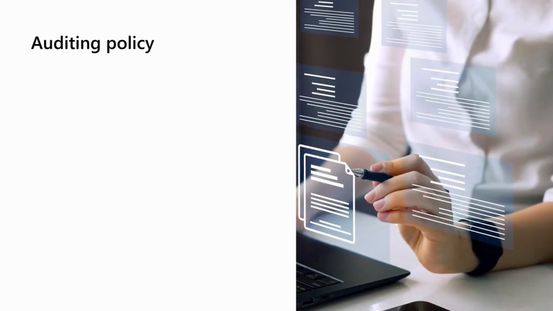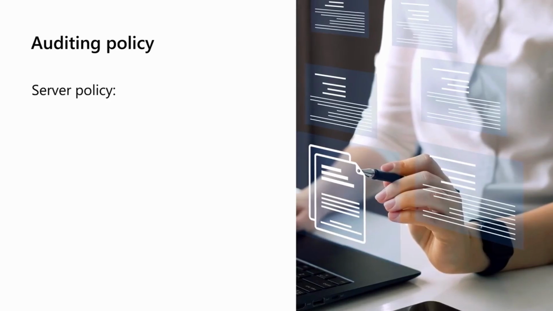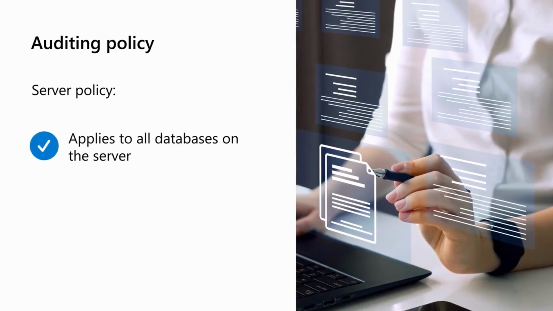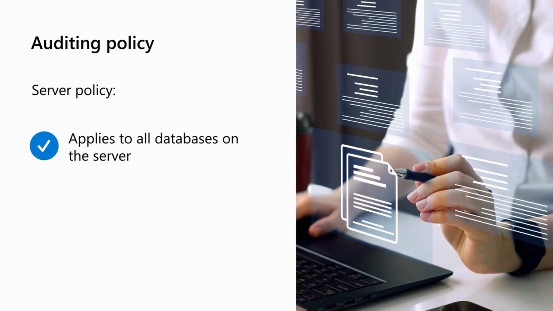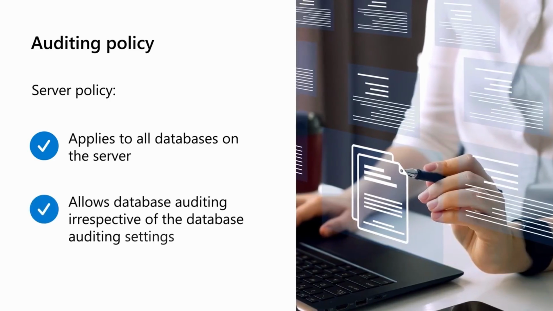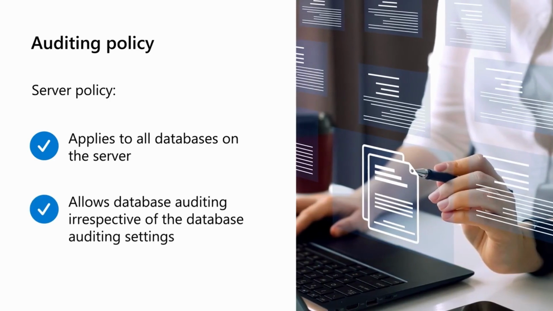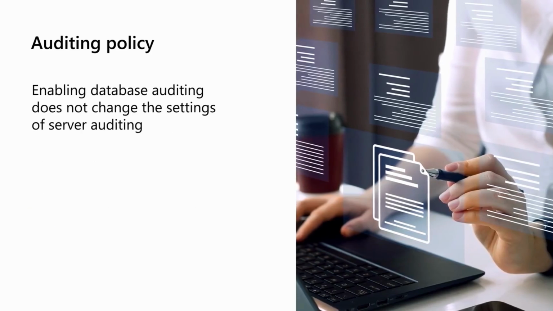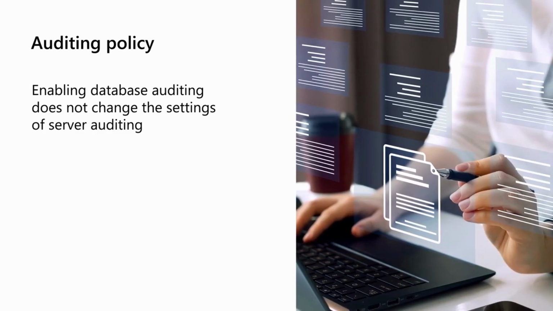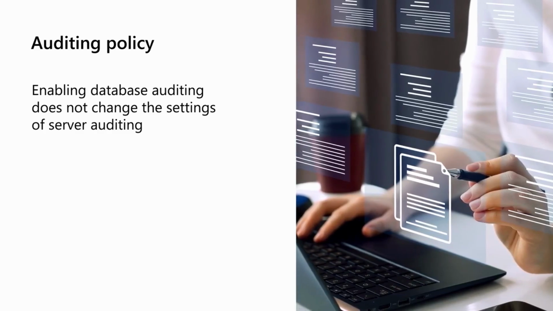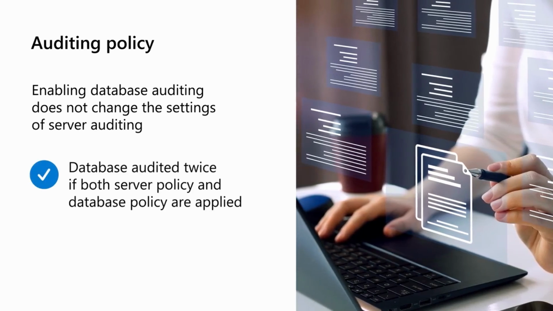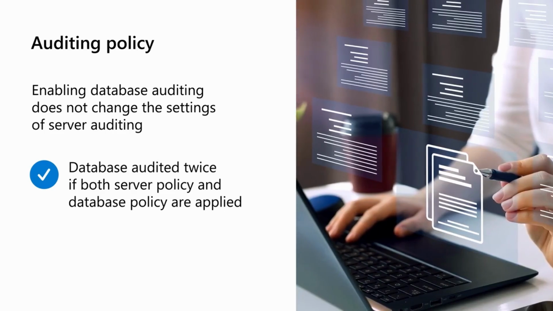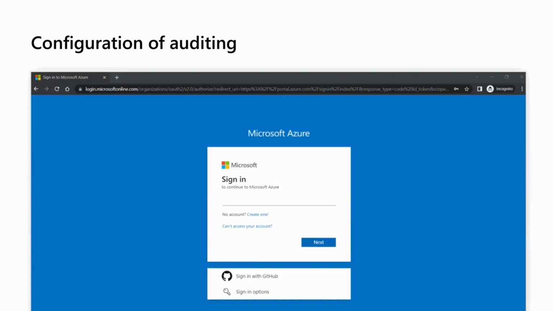You can analyze reports and find suspicious events, unusual activity, and trends. Did you know that auditing policy can be defined for a specific database or as a default server policy? A server policy applies to all databases on the server. So, if server auditing is enabled, it always applies to the database. The database will be audited regardless of the database auditing settings. Enabling auditing on the database or data warehouse, in addition to enabling it on the server, does not override or change any of the settings of the server auditing. In other words, in this case, the database is audited twice in parallel, once by the server policy and once by the database policy. Let us now discuss the configuration of auditing using the Azure portal.